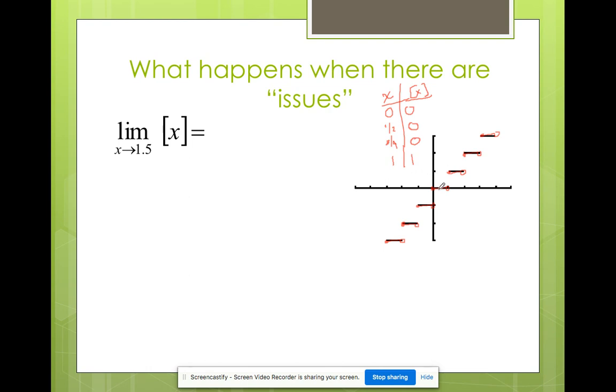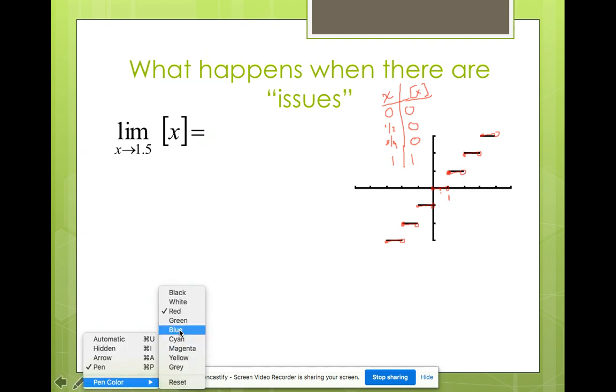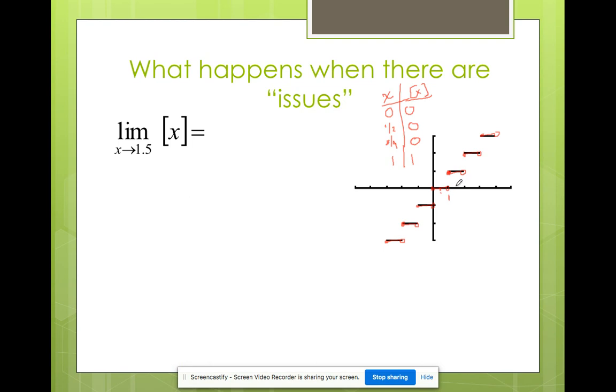But as soon as I get to the next integer, the range value is an integer. So that's what you see here, right? When x is a half, the range value is 0. But when x is 1, the range is 1. So what happens as x approaches 1.5? I have to look at my range walkers. Here's 1.5. As I plug numbers in really close to 1.5 from the left and the right, my two range value guys are at a level of 1.